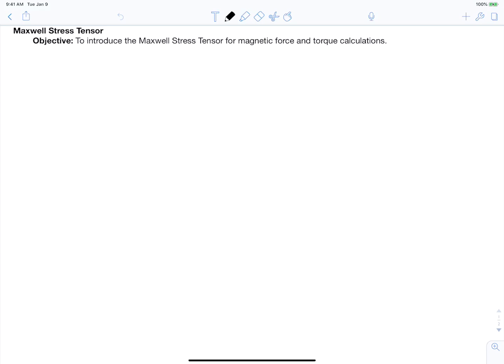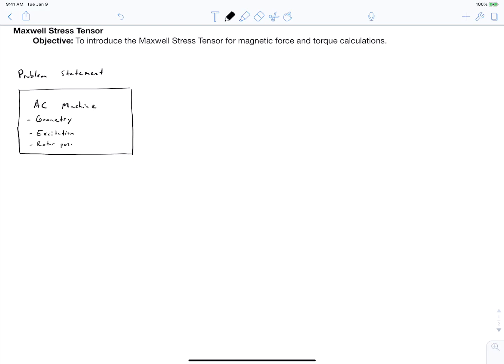So if we zoom out here, we can see that we have a problem statement. In our case, our problem statement is an electric machine cross-section. So we're told that we have an electric machine. We're given the geometry, what its excitation is, that is, whether there's permanent magnets, whether there's coils, how much current is in the coils, and what the rotor position is. And we want to take that geometry and figure out how much force or torque is acting upon our rotor.